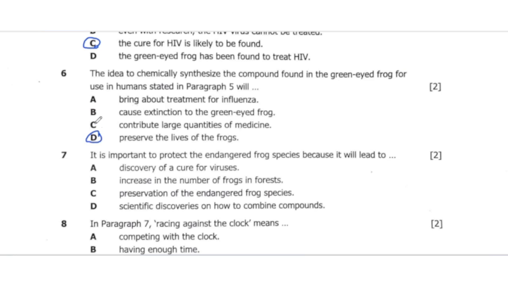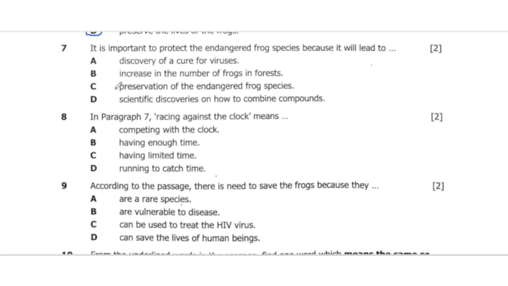Okay, so we go to question number 7, which is: it is important to protect the endangered frog species because it will lead to A, discovery of cure for viruses, B, increase in the number of frogs in forest, C, preserve of the endangered frog species, D, scientific discoveries on how to combine compounds. And that is question number 7.